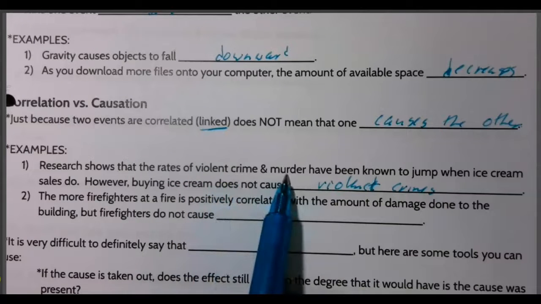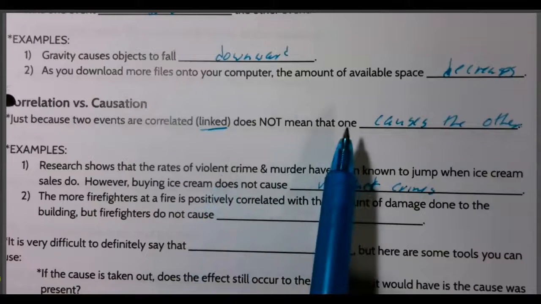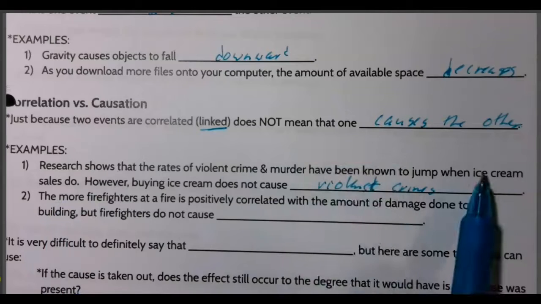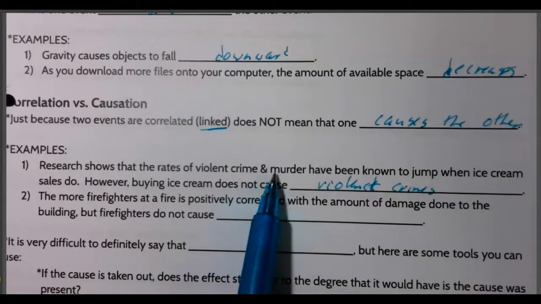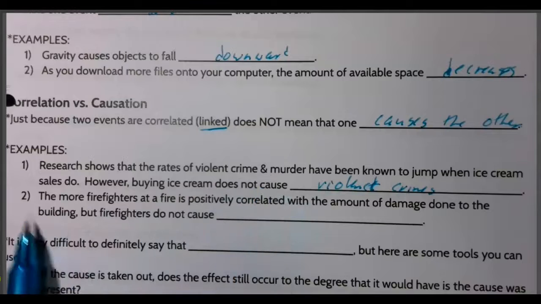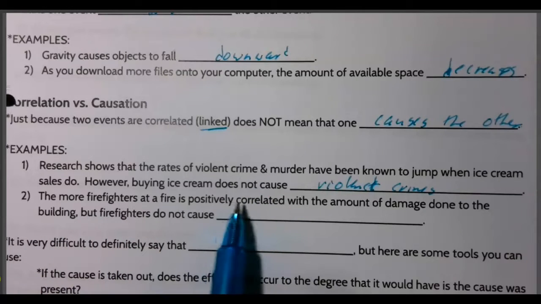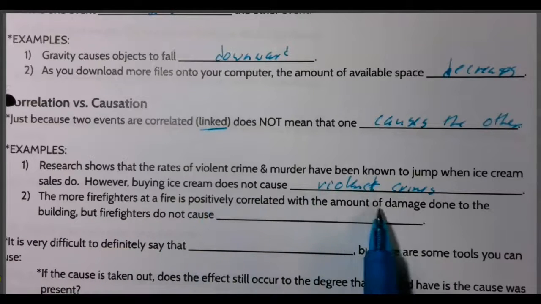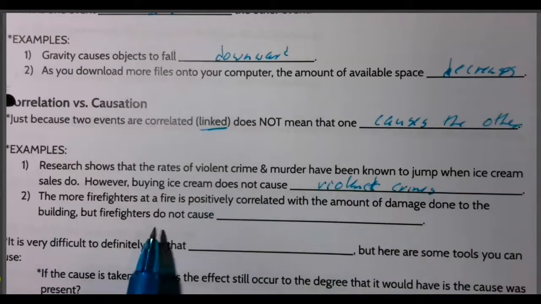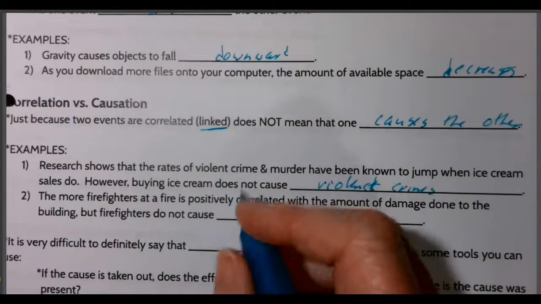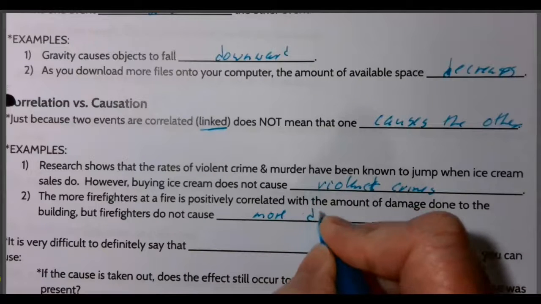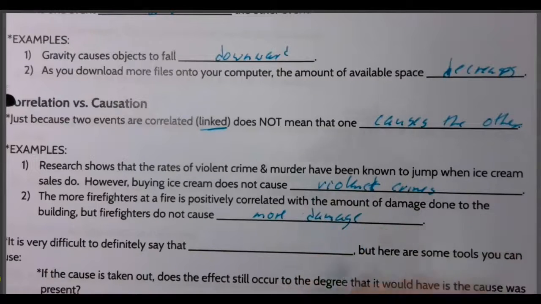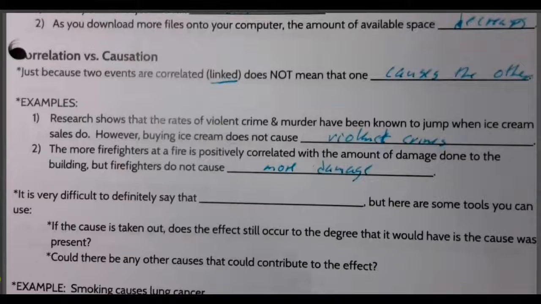If there's violent crimes and murder, that goes up the same time that ice cream sales. Well, when do ice cream sales go up? In the summer. Unfortunately, violent crimes tend to go up in the summer too. Okay? Next one. The more firefighters at a fire is positively, so it goes up with the amount of damage done to the building. But the firefighters do not cause more damage. Okay? But think about it. If it's a bad fire, wouldn't there be lots of firefighters there? Okay? So that's what it means by there's a correlation, but one does not cause the other.